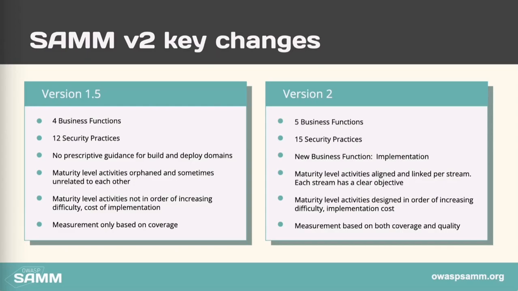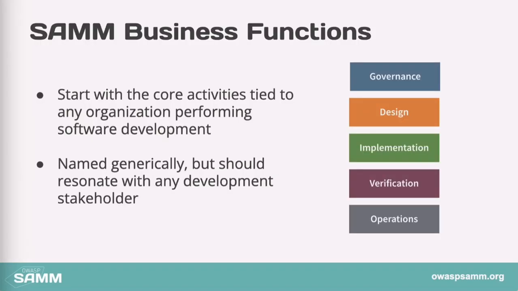Now, most importantly, we've spent a lot of time debating how to do measurements. In 1.5, when you were answering the questions, you could really say how widespread the practice is, but nothing about how well the practice is done. So in version 2.0, what we've added is quality criteria. Essentially, a definition of done for whether or not something is counted. We will spend more time on this in the next chapters.